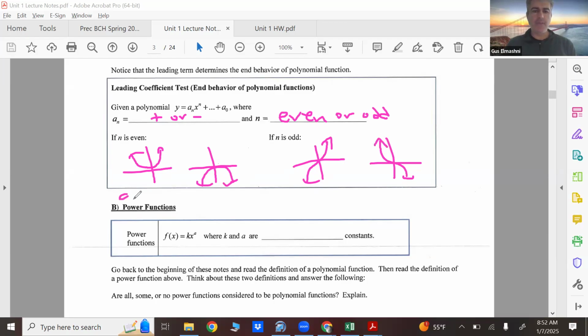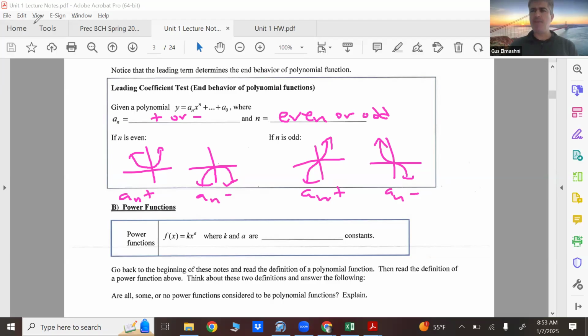Again, this is when a sub n is positive. Here's when a sub n is negative. So ultimately, you could be pointing up if you're even degree with a positive leading coefficient, pointing down with an even degree and negative leading coefficient. Odd degree, opposite direction for arrows, but ultimately it's going to be going up towards the right if it's positive, down towards the left if it's negative.